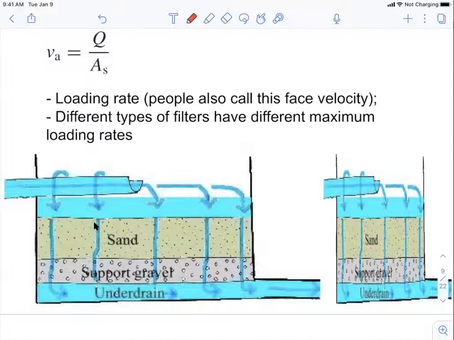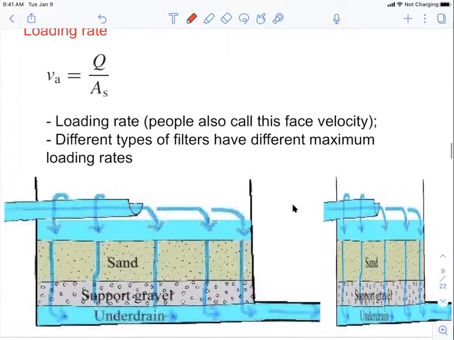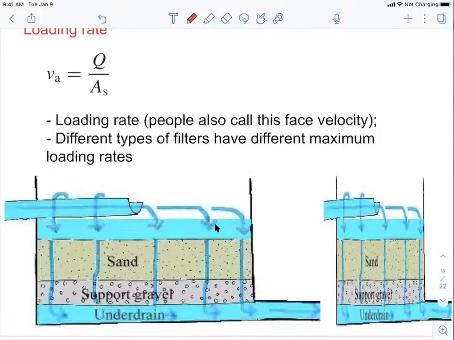So we would prefer this one, but in a mathematical way, what that means is we have the same flow rate here. We're increasing the surface area of the sand filter, which reduces the loading rate of the water treatment. So we prefer a smaller loading rate. That's why when people design these sand filters, they set up a maximum loading rate. So there's no way the flow rate can be higher than that maximum loading rate.